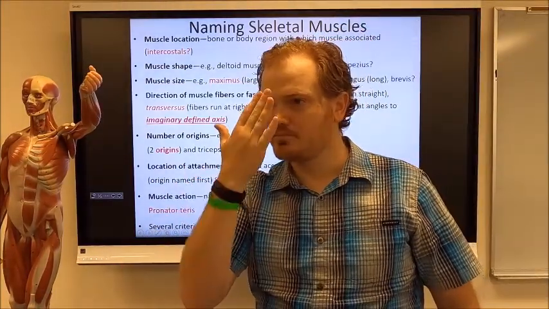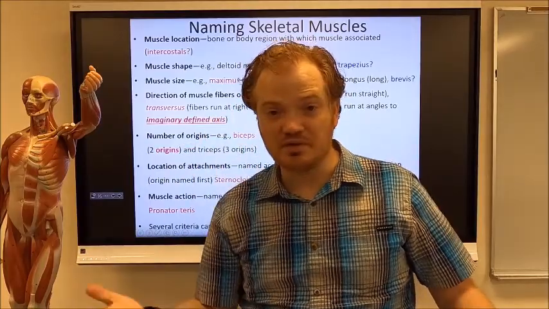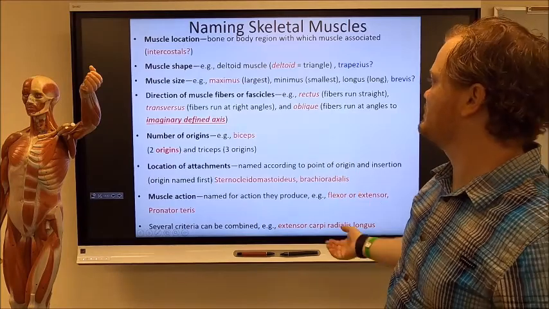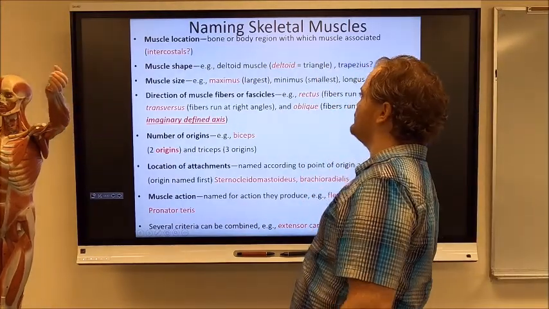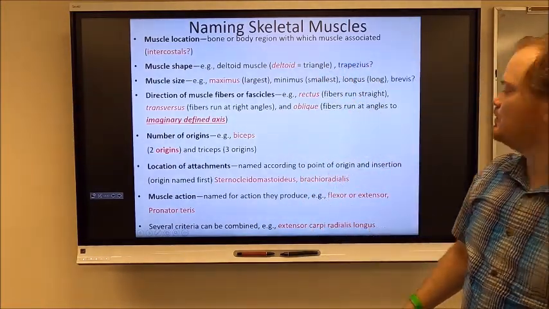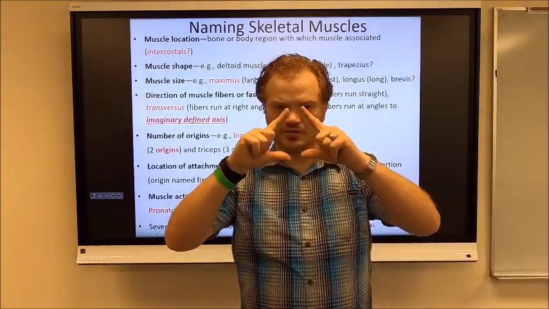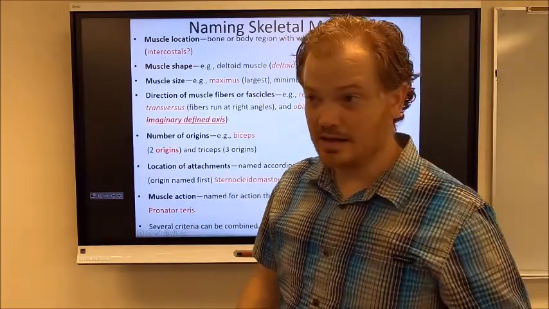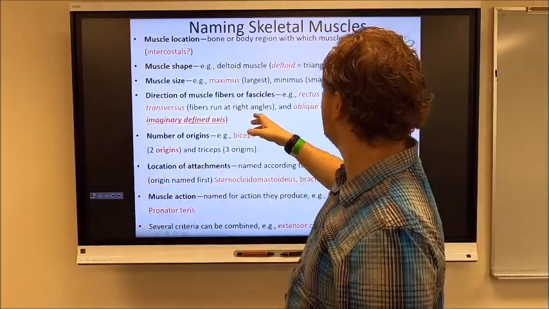Your muscle here right on your forehead is called your frontalis, because it literally is on the frontal bone of your skull. It makes perfect sense. Muscle shape. So something like deltoid as an example. If you know your Greek letters, a triangle, if you will, it would be a delta letter.